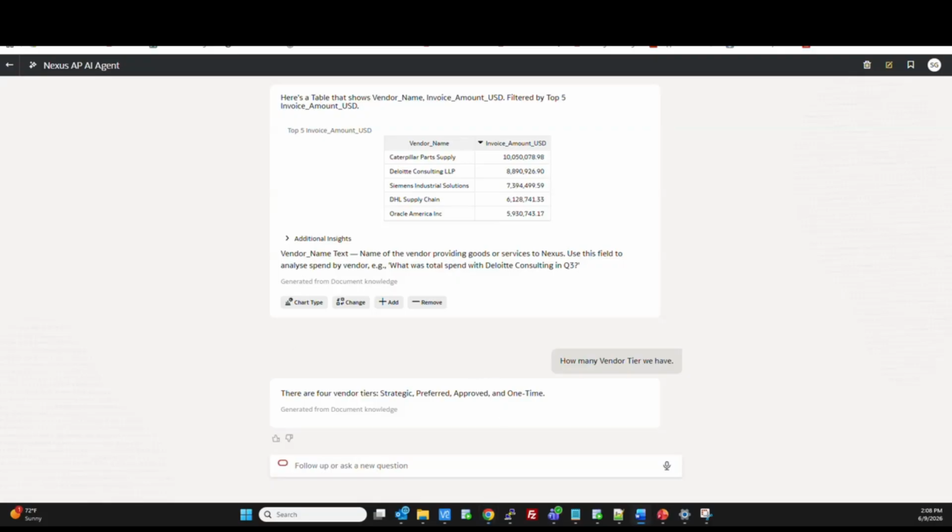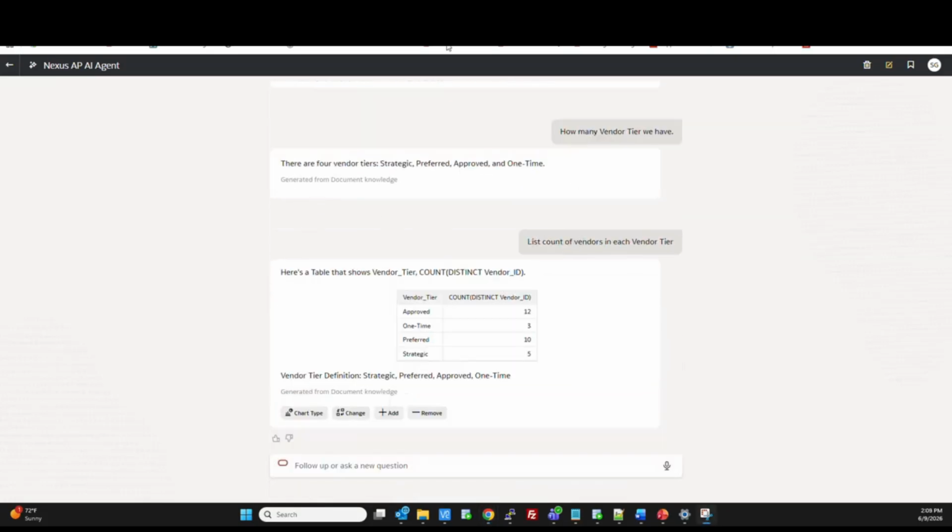Now, the next question is, I just want to see the count of vendors in each of the vendor tiers, and I want to see the data in tabular form. As you can see with this agent, I need not write SQL or a report to extract the data. Analysts in your team are going to love having a tool like this.